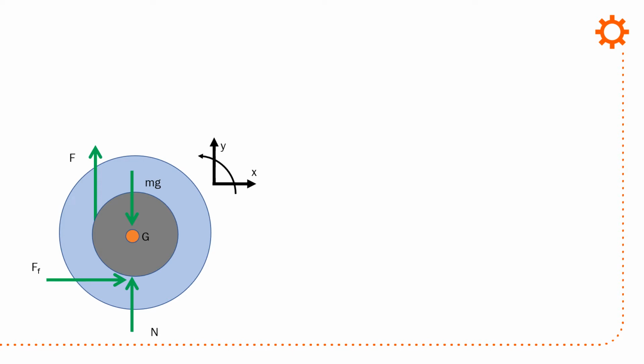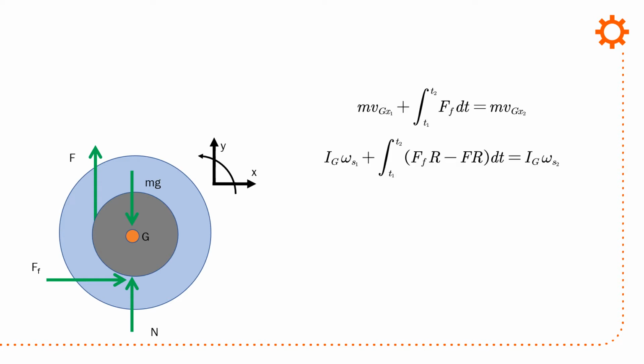So as usual, and I'm getting better and better at this, I have to put down what my coordinate directions are, and my coordinate directions are shown here. So x to the right, y upwards, and counterclockwise is positive rotation. So I start with conservation of linear momentum and conservation of angular momentum. So I have m vGx1 plus the force of friction equals m vGx2. So the center of mass is what I'm looking at.